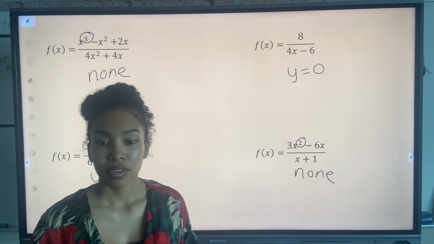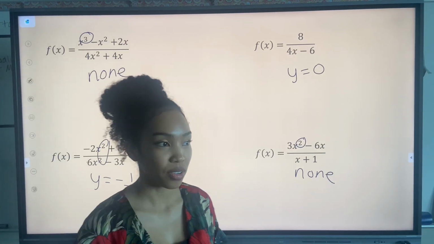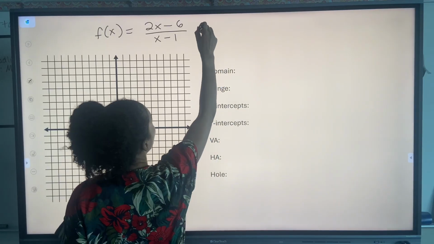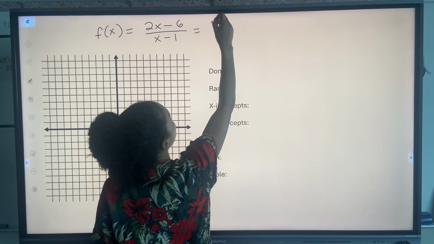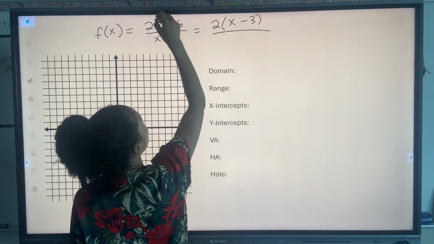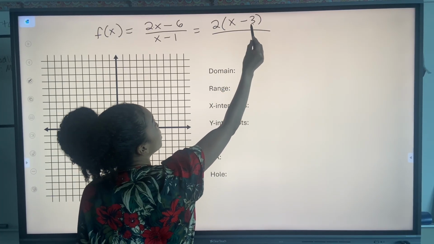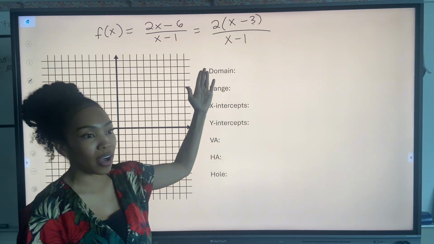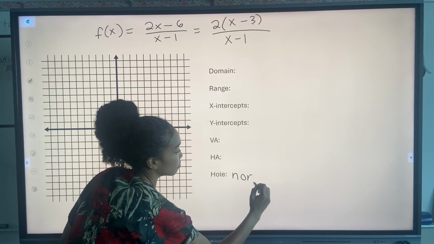Okay. Now we're going to put everything together. Ready? Your first step is to always factor. I'm going to divide both of these by 2. So 2 is on the outside. I'm left with x minus 3, right? Because 2 times x is 2x, 2 times 3 you get the 6. So that's the numerator factor. Your denominator is x minus 1. Does anything cancel out? No. So for holes, put none. Nothing canceled out.